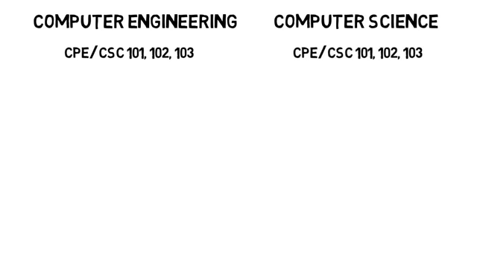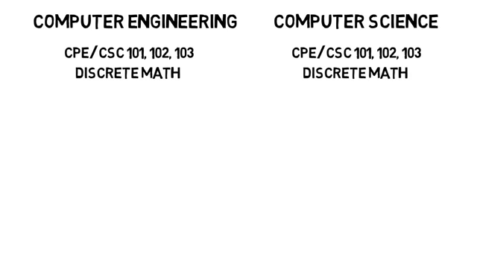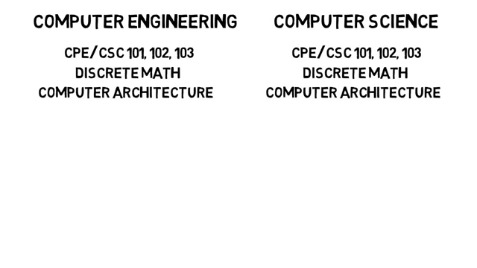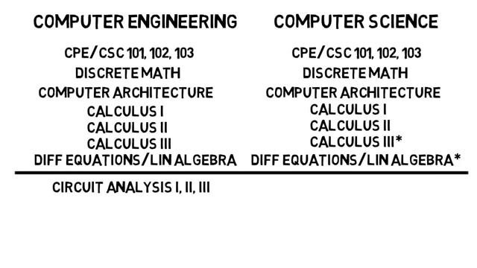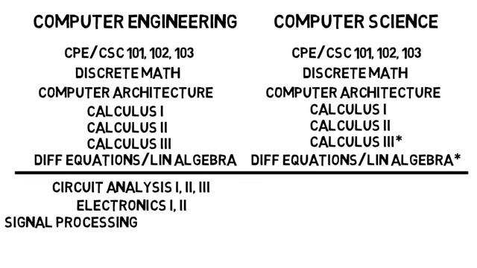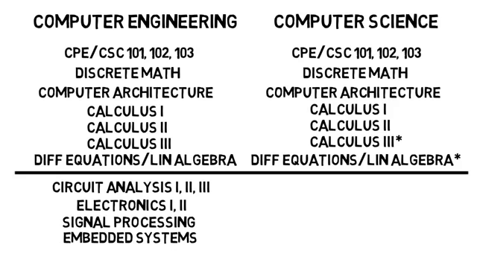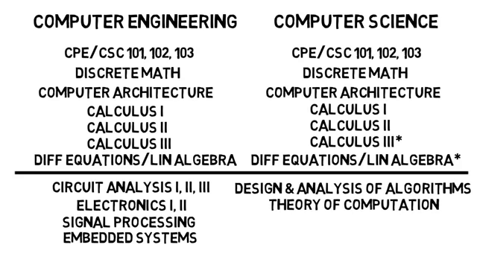So now let's look at an overview of everything. Both majors take the beginning programming classes, often just computer science or engineering 101 through 3, discrete math, computer architecture, and even a few calculus courses, often all the same depending on the school. Then computer engineers go on to take circuit analysis courses, electronics courses, signal processing, and embedded systems, all of which are taken by electrical engineers. Whereas computer scientists go on to take design and analysis of algorithms and theory of computation, which both involve discrete math.